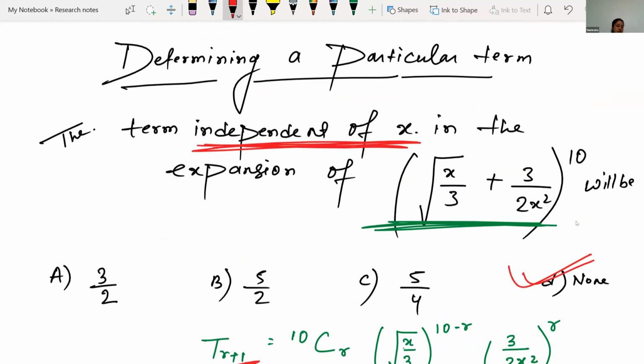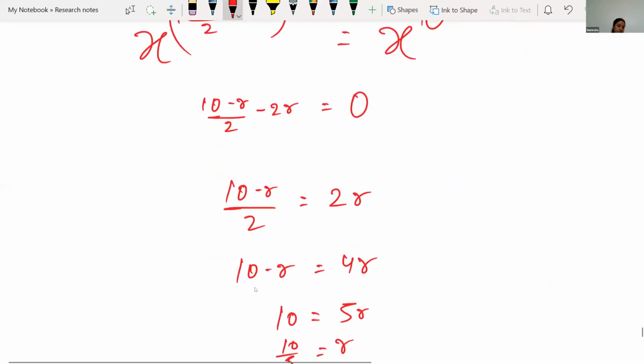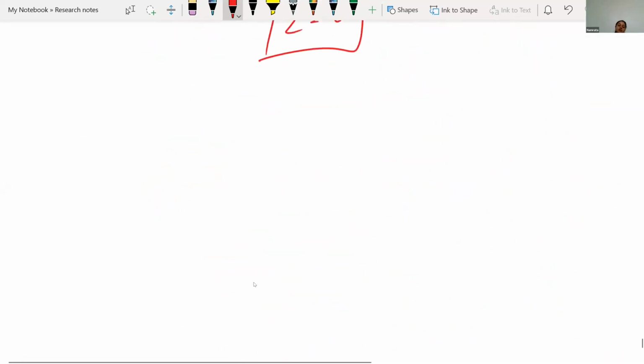Yes, ma'am. So this is how we will be solving these equations. Okay. Similarly, whenever it says to find such terms, let me take a few more questions from this concept, then we will be moving ahead.